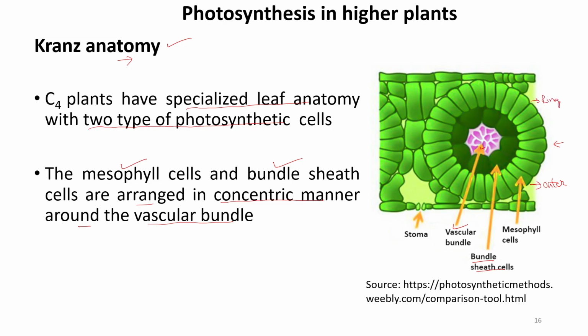They form a ring. These cells form a ring, or you can say they form a wreath. Okay, Kranz. What is the meaning of Kranz? It means a ring or a wreath. Cells are arranged in a concentric manner around the vascular bundles. Now these vascular bundles are impervious to gaseous exchange. You have to remember this, they are impervious to gaseous exchange.